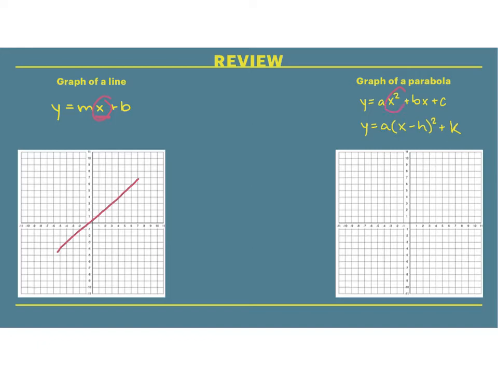When we have an x squared, it could either look like this first equation that's in standard form, or it could look like the second one that's in vertex form. So we have an x squared, it's going to be a quadratic graph, which is the graph of a parabola. So anytime we see an x squared, our graph is going to be some type of U shape.